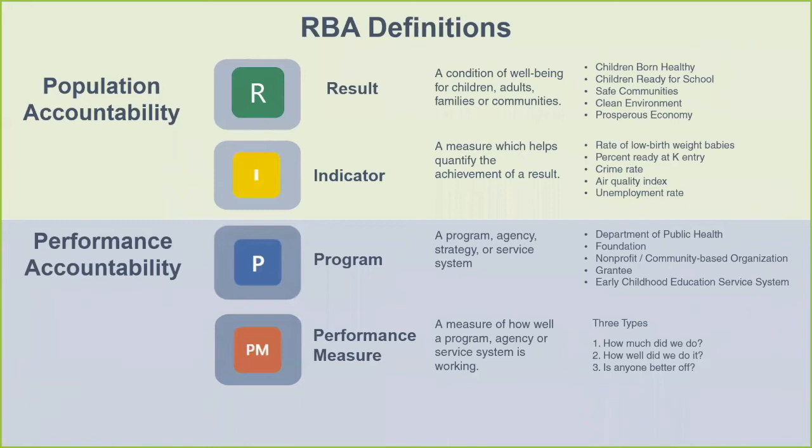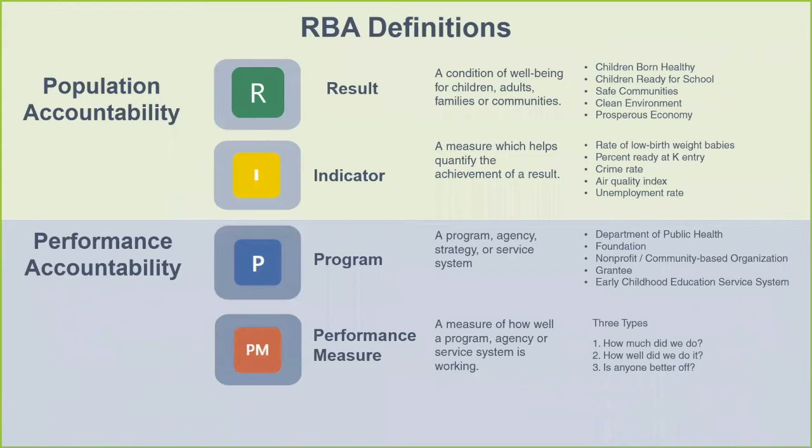At the performance accountability level, we have two terms. The first one is a program. And what we mean by that is a program, an agency, a strategy, or a service system. So that's the actual work we're doing in the community with people, with customers, with clients, with ourselves, whatever you may call that, but that is the work we're actually doing. So the library, a nonprofit, an early childhood system, whatever that may be. And then the data at this level we call performance measures, which is a measure of how well a program, an agency, or a service system is working.